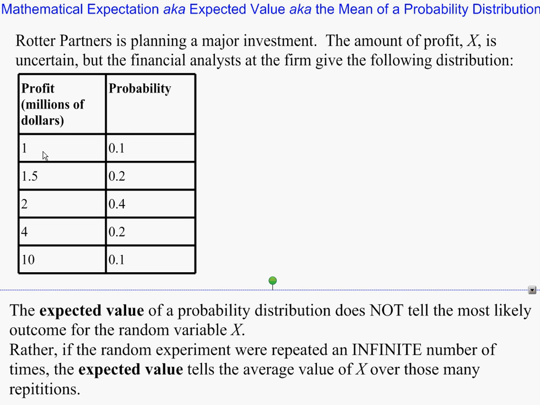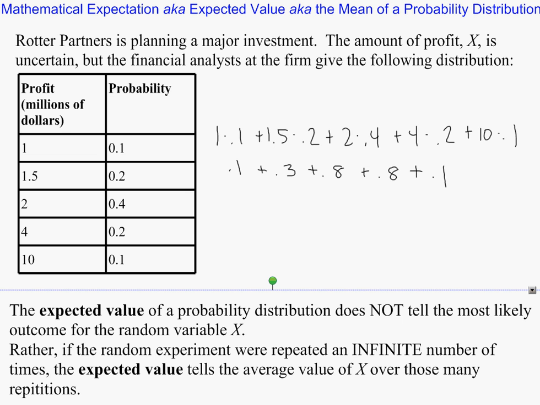Okay, so if I want to do this, I'm going to do this weighted average just like I did with the grades. I'm going to do 1 times 0.1 plus 1.5 times 0.2 plus 2 times 0.4 plus 4 times 0.2 plus 10 times 0.1. So I get 0.1 plus 0.3 plus 0.8 plus 0.8 plus 0.1. So if I add all of these up, I get 2.1. So the expected value for the outcome is $2.1 million.